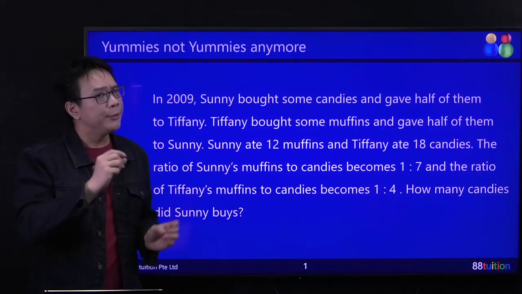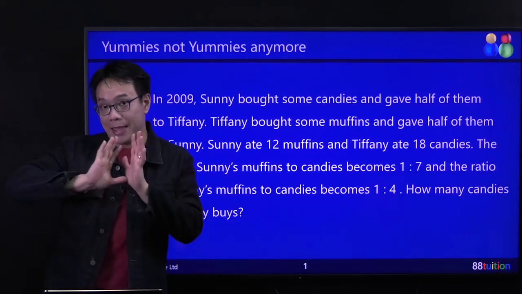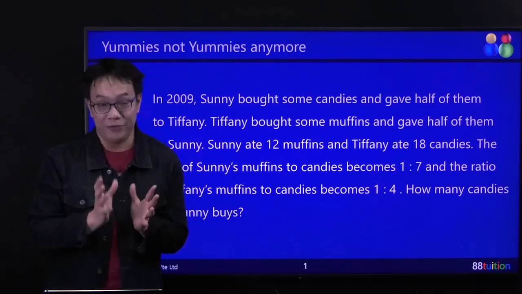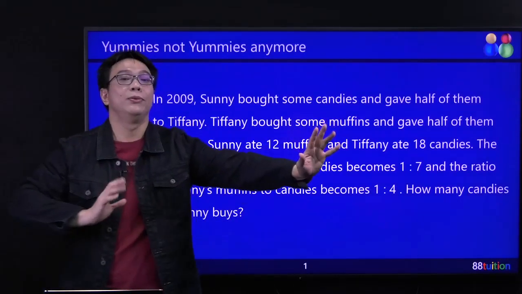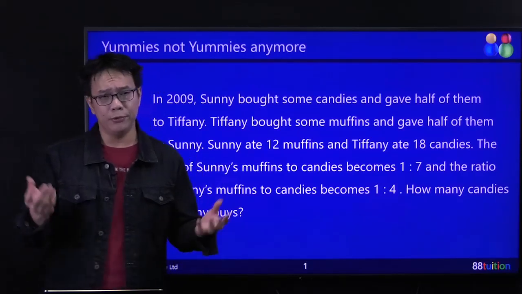So what do you have? In 2009, Sunny bought some candies, gave half of them to Tiffany. Tiffany bought some muffins, gave half of them to Sunny. Why can't they just buy their own muffins and candies? They don't have to do this question, right.